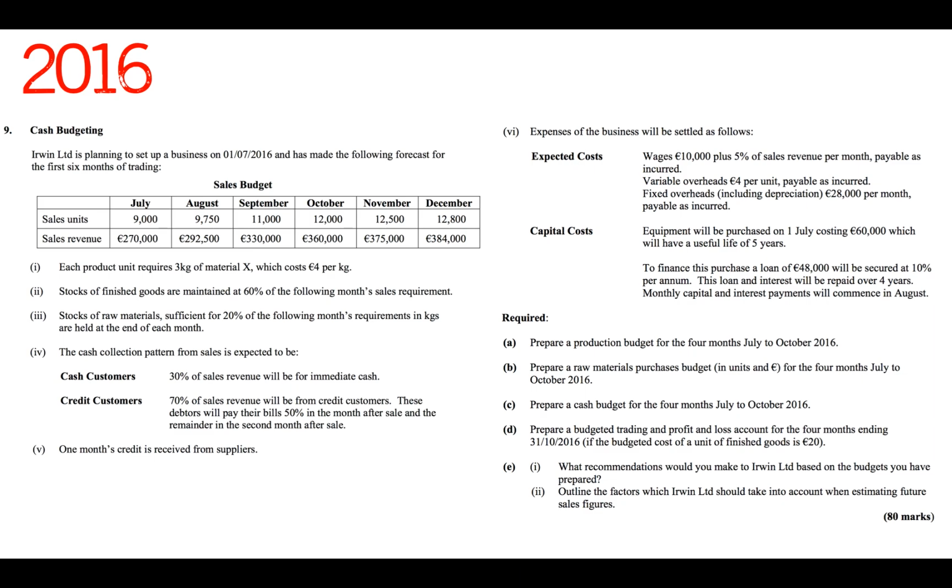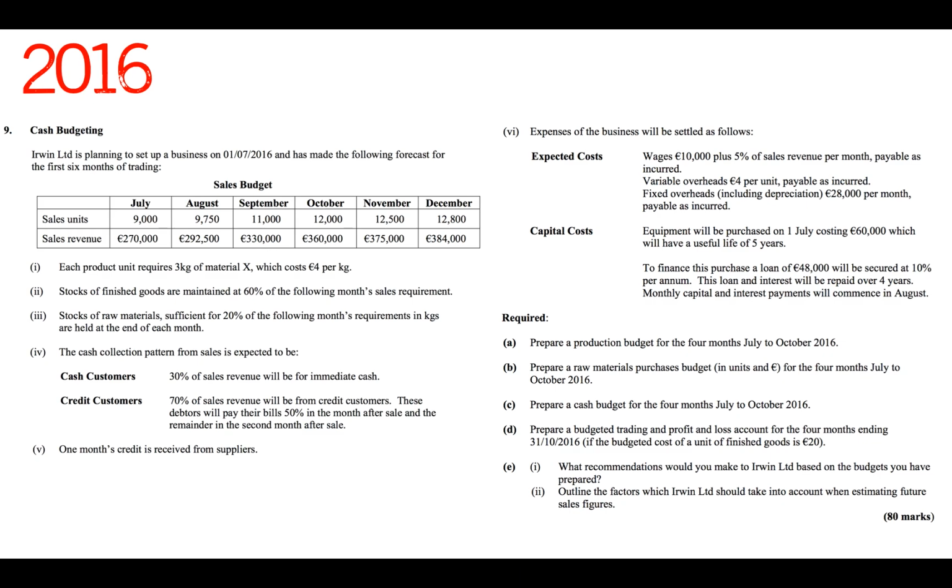Irwin Limited is planning to set up a business on the 1st of the 7th, 2016 and has made the following forecast for the first 6 months of trading. So there you can see the sales budget, you've got your sales units and then you've got your sales revenues for every month from July through to December.